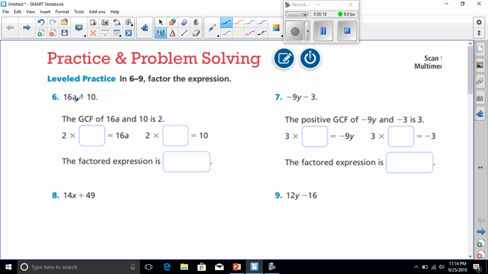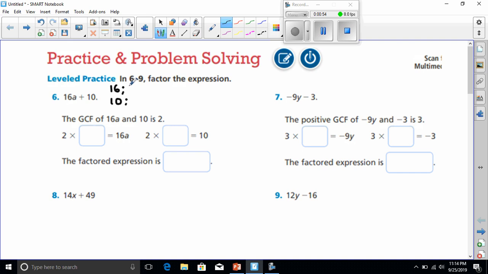Well, number 6, it says 16a plus 10. I'm going to factor this. I have to find out what is the greatest common factor of 16 and 10. That means what's the biggest number that goes into both of them? I can start going backwards in this, or I can go forward. I guess the easiest way is to do like we learned in 6th grade. I'm going to take 16, I'm going to take 10, and then I'm going to start seeing what things factor into each of them. All right?